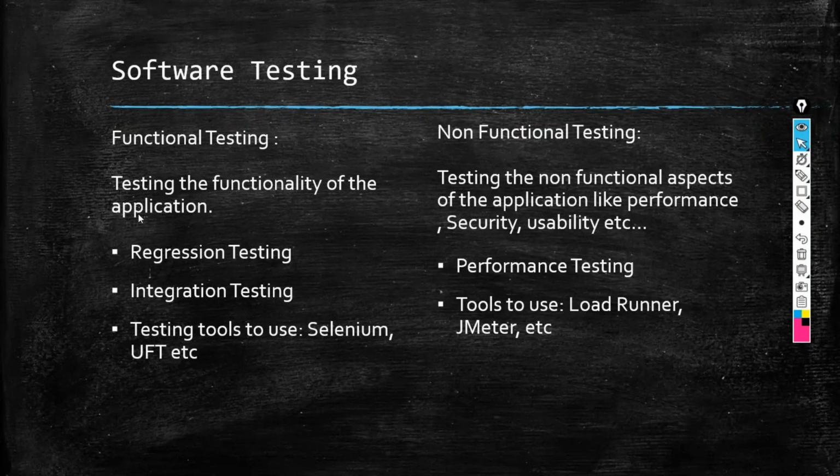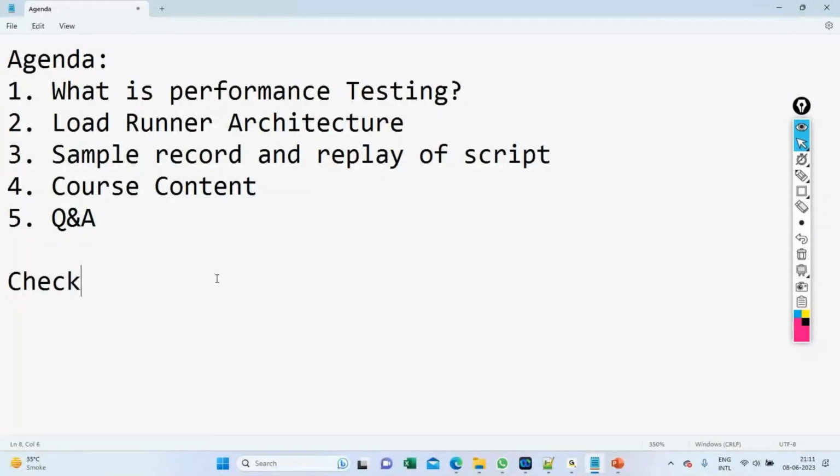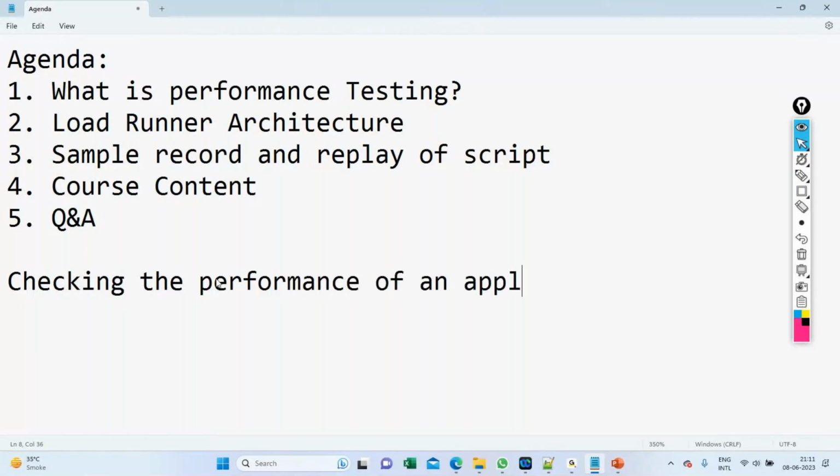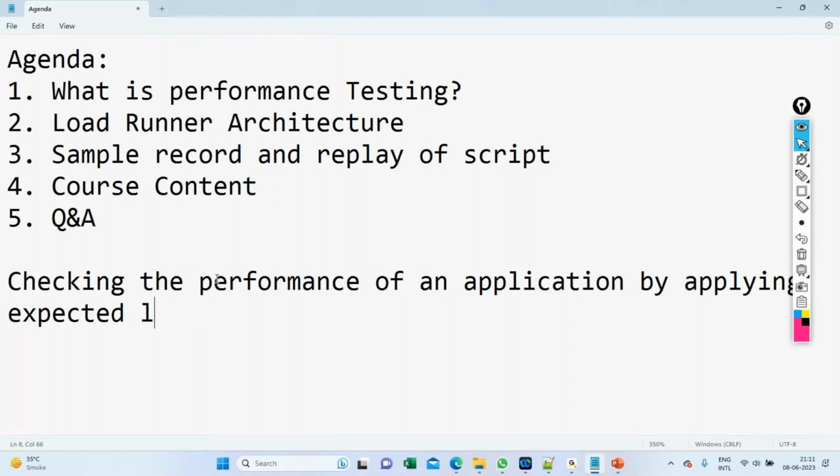So if I have to write a definition of performance testing, I can write it like this at a very high level: checking the performance of an application by applying some load or expected load. I told you the example of a lift, right? So load here means the number of users. When you check the performance by applying some load, only then is it meaningful. That's the reason this definition makes sense.